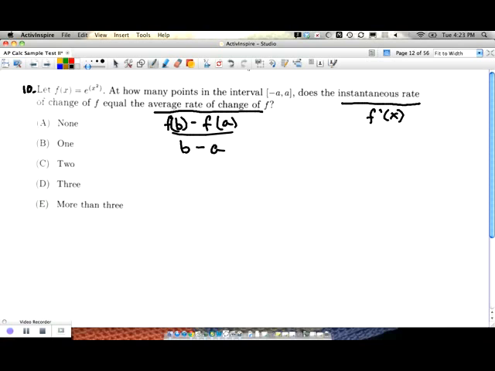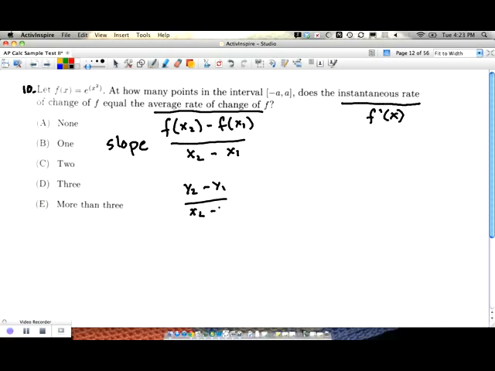over b minus a. Or just so we don't get confused, let's stop using b and a since there are a's in this problem. Let's think of this as x1 and x2. This would be f of x2 minus f of x1 over x2 minus x1. Another way that you have probably seen that is the slope. This is really just slope, and that was y2 minus y1 over x2 minus x1. That's how you saw it when you first learned it in Algebra 1.